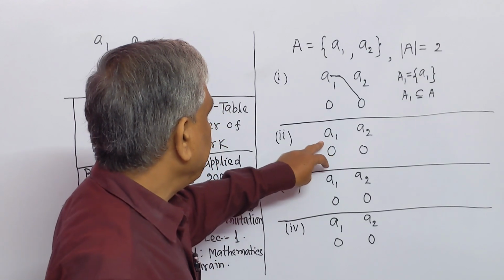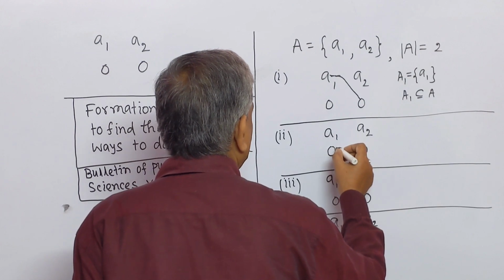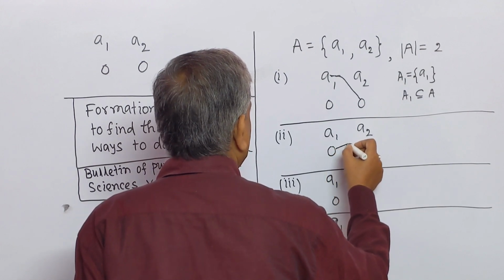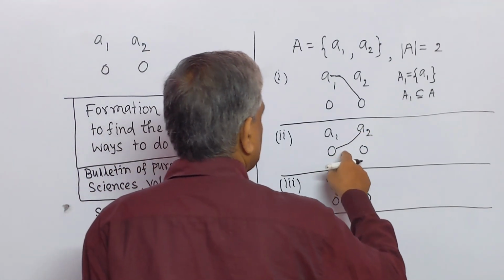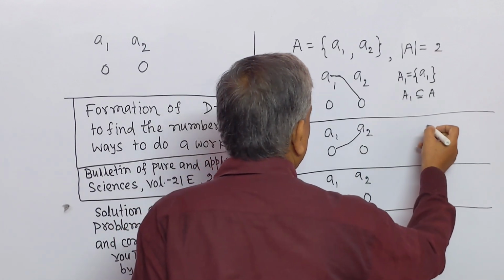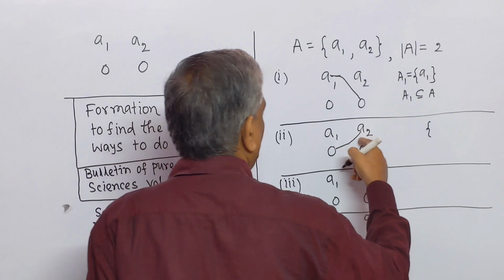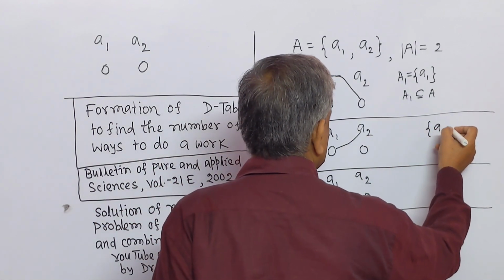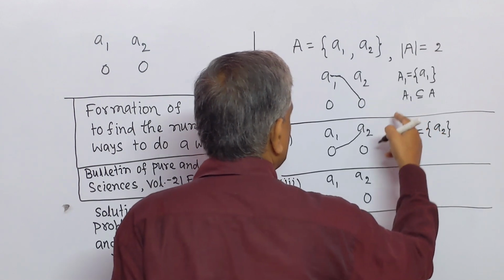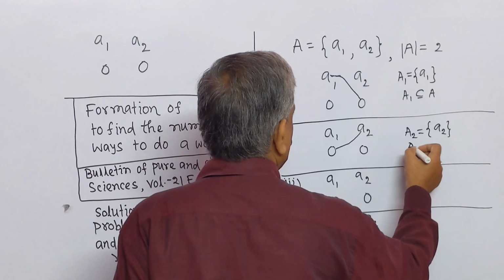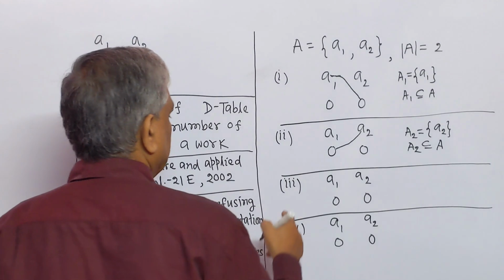Now we take another curve which passes through one element of the first column and one element of the second column. This curve represents a set containing no element of the first column and A2 of the second column. Let the name of this set be A2. Here we see that A2 is a subset of A. Now, third number.